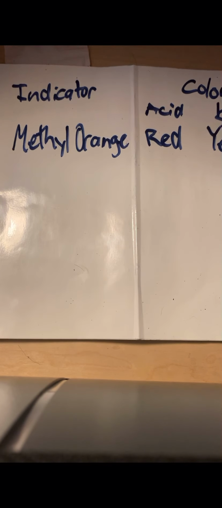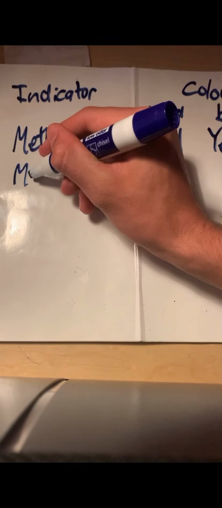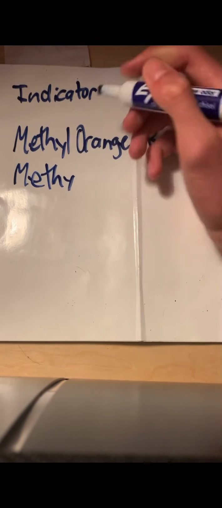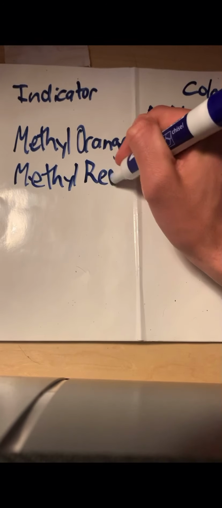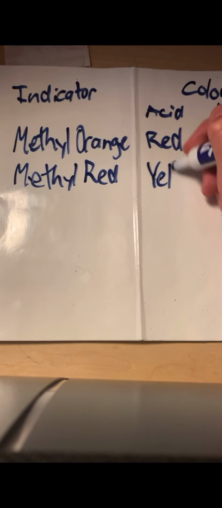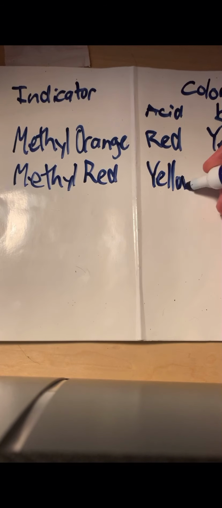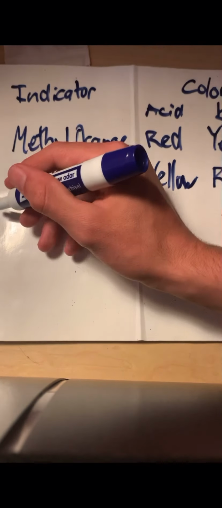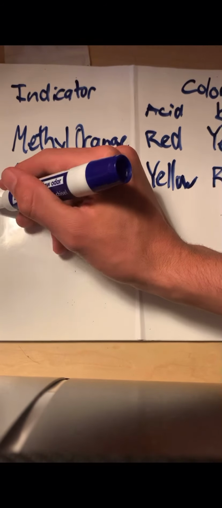Now, methyl red. You might think this is going to be similar, and well, you'd be correct. When methyl red comes in contact with an acid, it's going to produce the color yellow, so the opposite. And then when it comes in contact with a base, you guessed it, it's going to turn red. The last one I looked up was thymol. This is a little bit of a longer one, so I have to pace myself. Thymol.